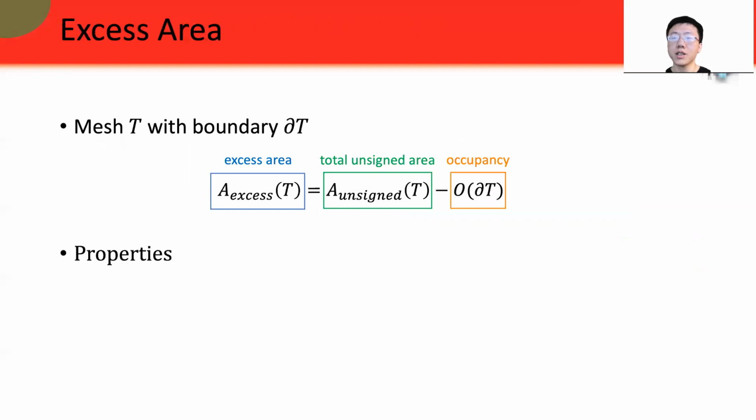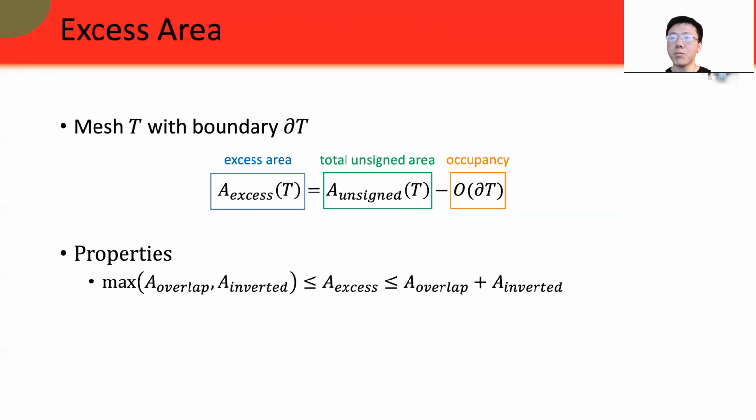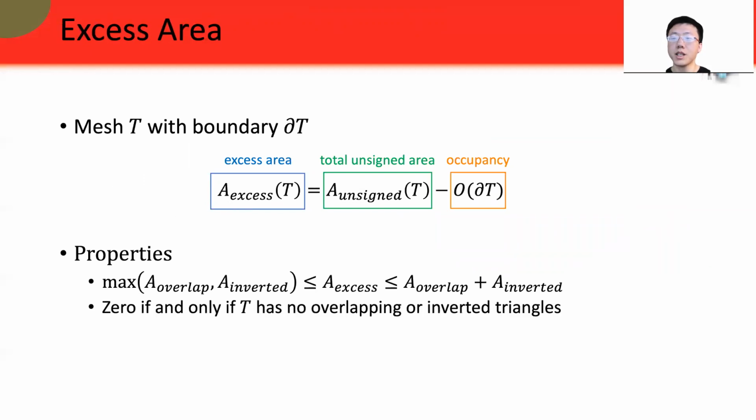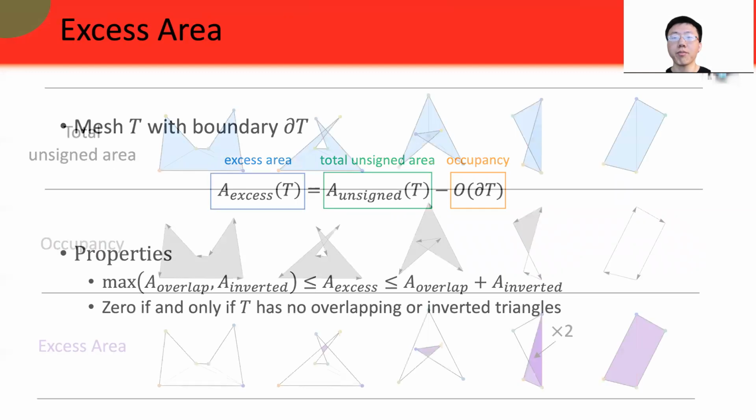We can show that excess area is greater than both the area of overlap between triangles and the area of inverted triangles. It is smaller than the sum of both. This means the excess area is 0 if and only if there are no overlapping triangles or inverted triangles. In other words, this is a measure that captures the non-injectivity of a map.